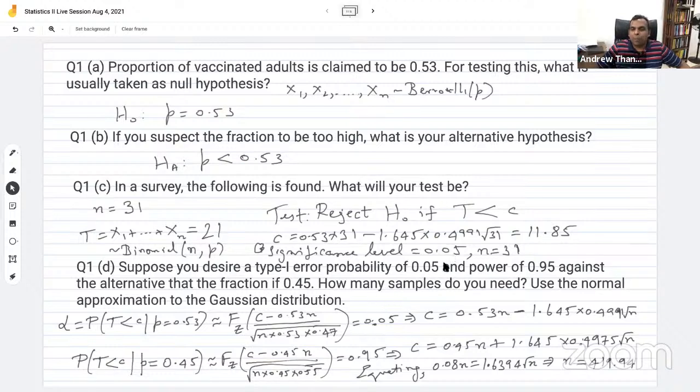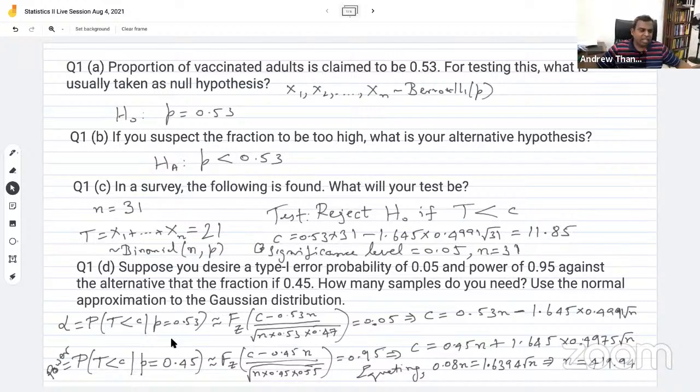Now let me come to the next calculation, which is also very similar. Power also has a very similar formula. Power equals the probability of rejecting the null given the alternative is true. That's why you call it power. It's not an error in some sense. It's the probability that you reject the null given the alternative is true.